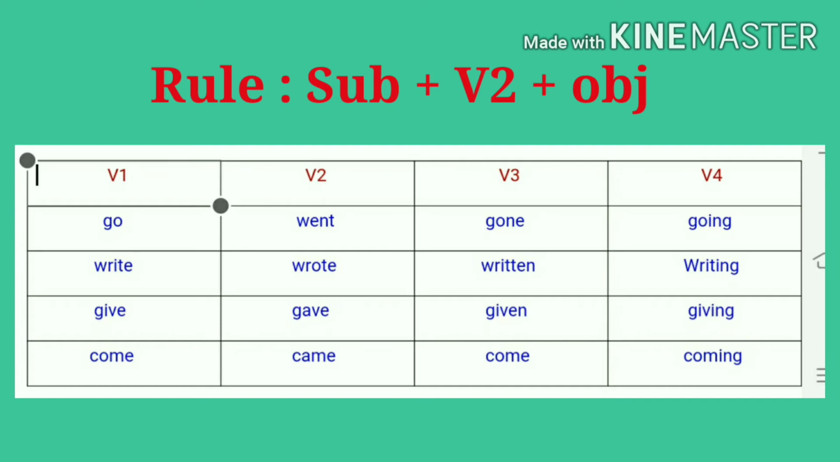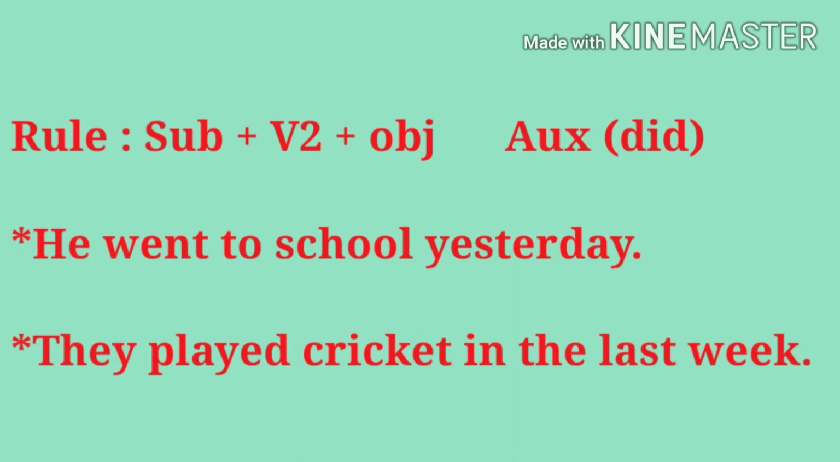Out of these 4 forms, we should take only the second form of the verb to make past tense. See the second form of the verb list: went, wrote, gave, came, etc. Once again, we shall see the rule of simple past tense: subject plus second form of the verb plus object. And remember, the auxiliary verb for simple past tense is did. This will be useful when we make negative sentences and questions in simple past.